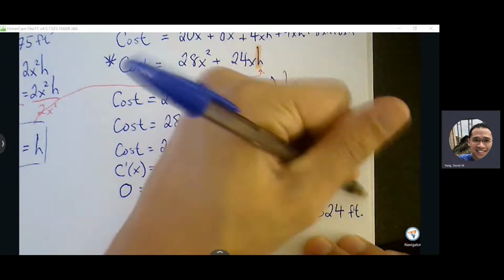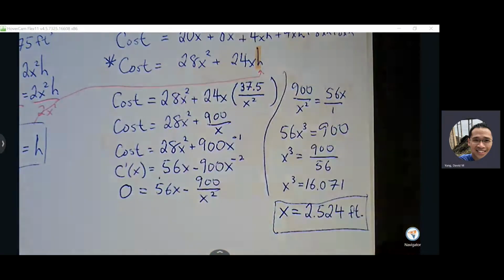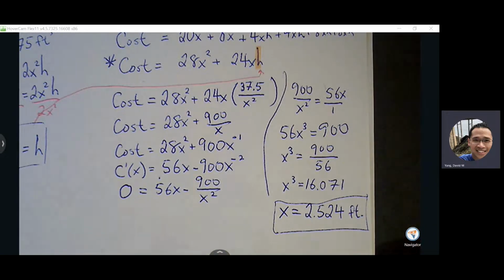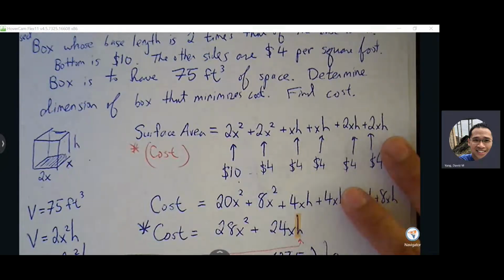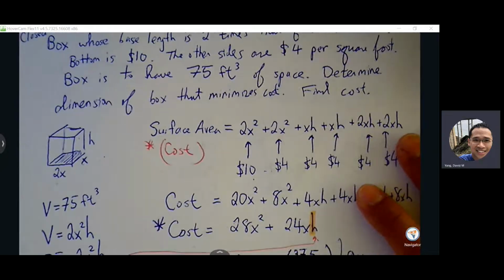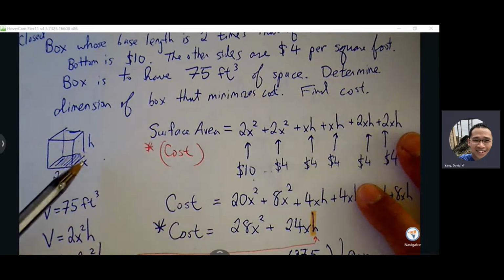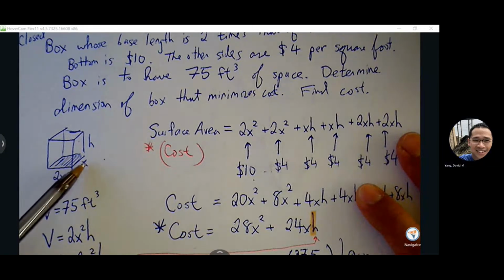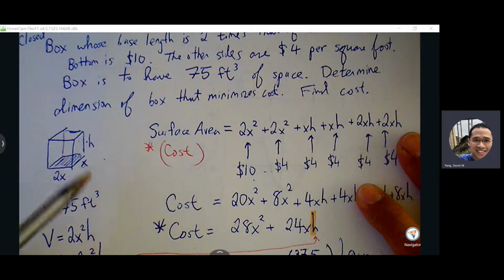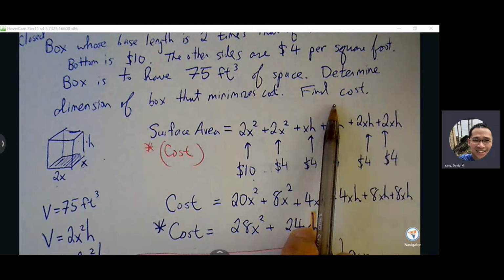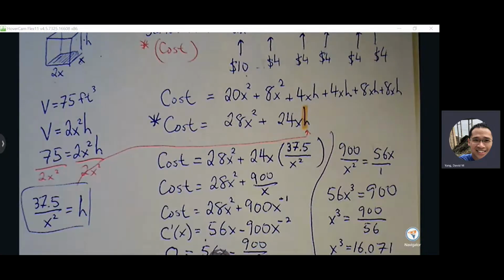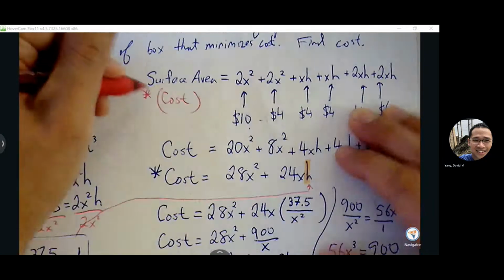So once you find x, you're pretty much near the end of the problem. You just have to know what to plug in to find the information that the problem is asking us to find. The problem is asking to find the dimensions of the box. So I can find the length, the width, and the height using the x that I found. And then I need to find the cost as well. So I can plug into any of the cost equations. There's a bunch of cost equations, right?